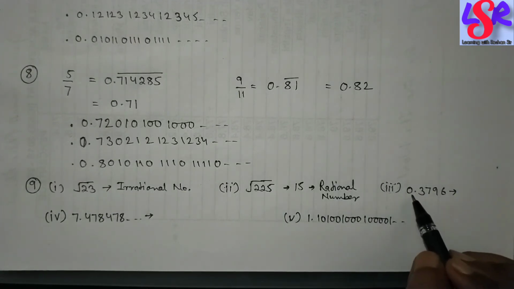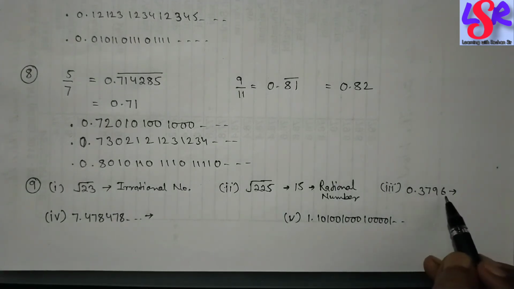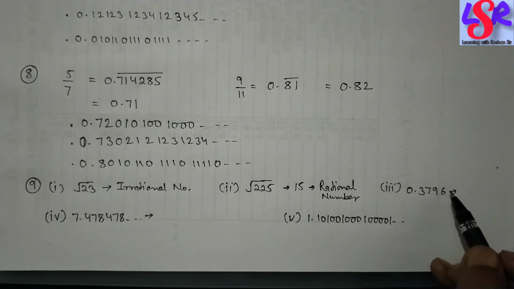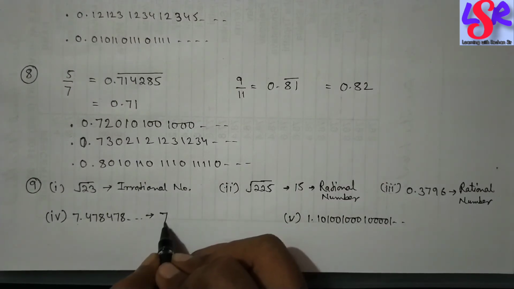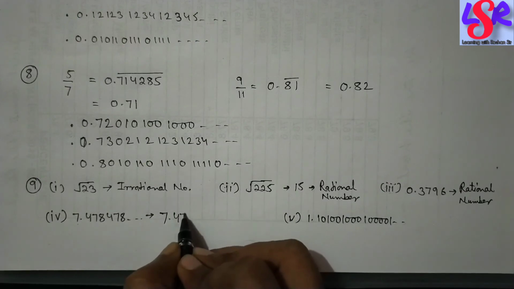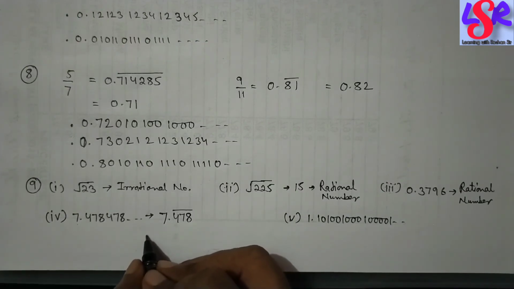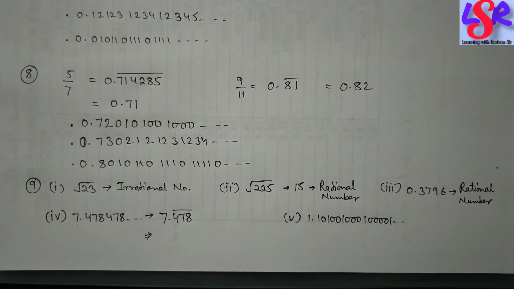Then here 0.3796, ये एक terminating decimal expansion है. So again it is a rational number. Now over here it is 7.478478. So इसको हम लोग ऐसे भी लिख सकते हैं 7.478 to the bar. This means ये repeating है. This means it is again a rational number.